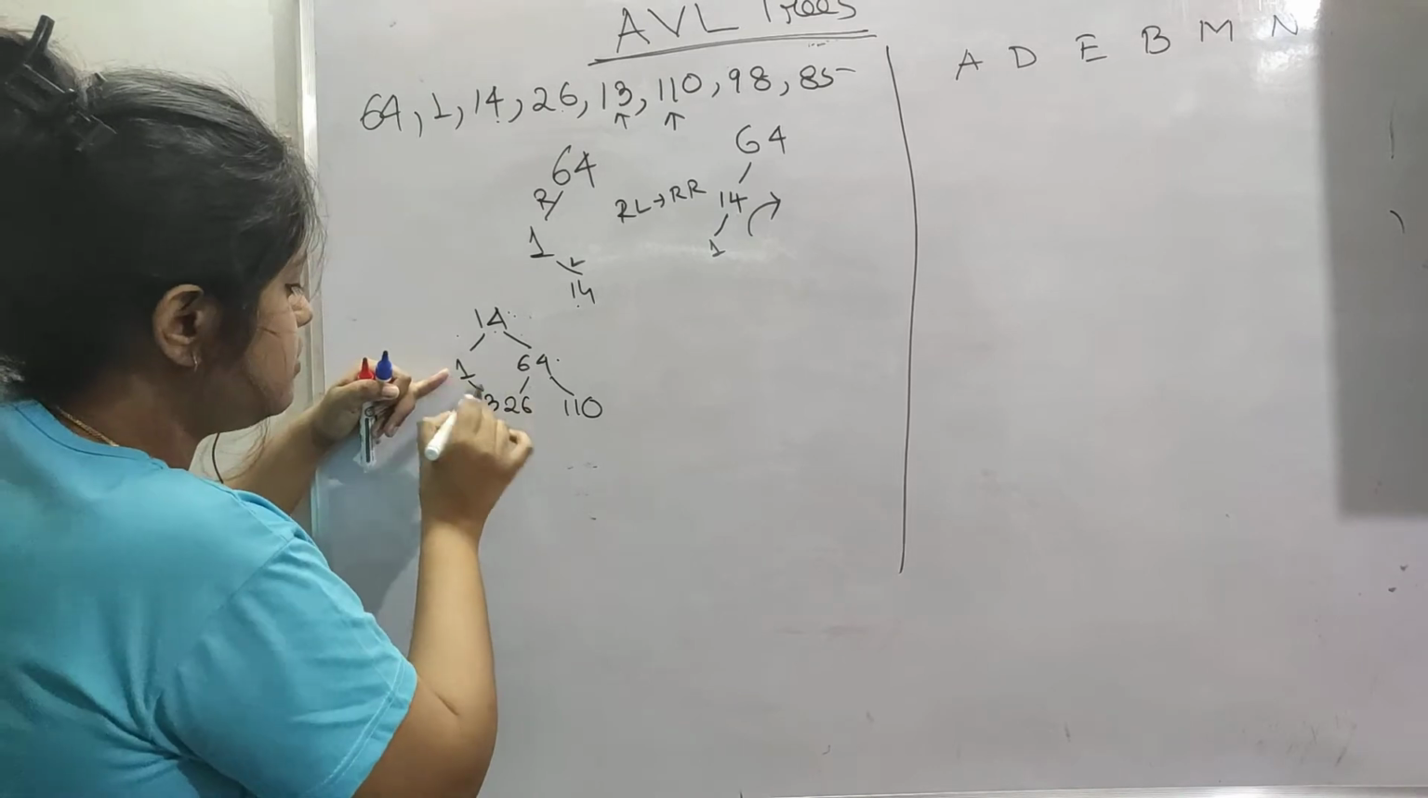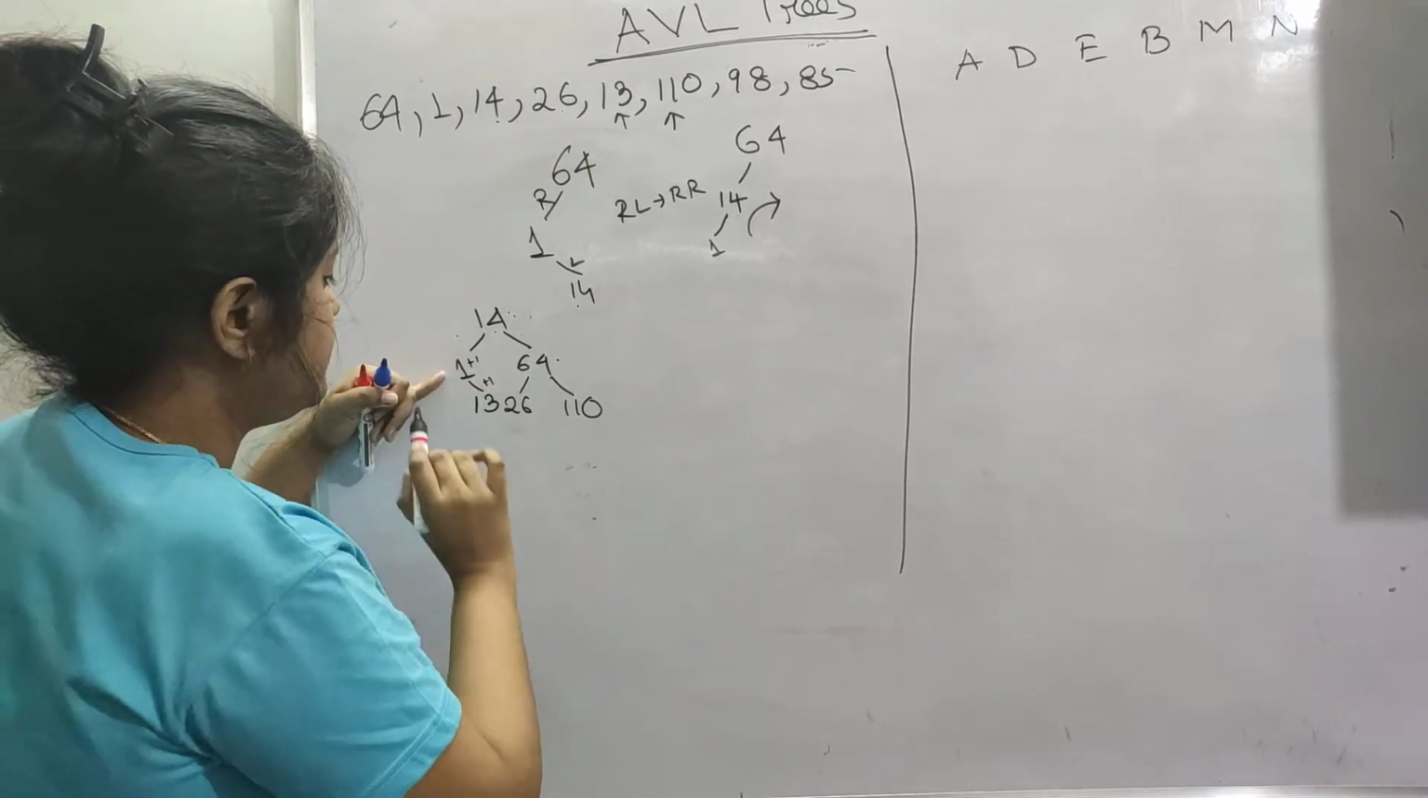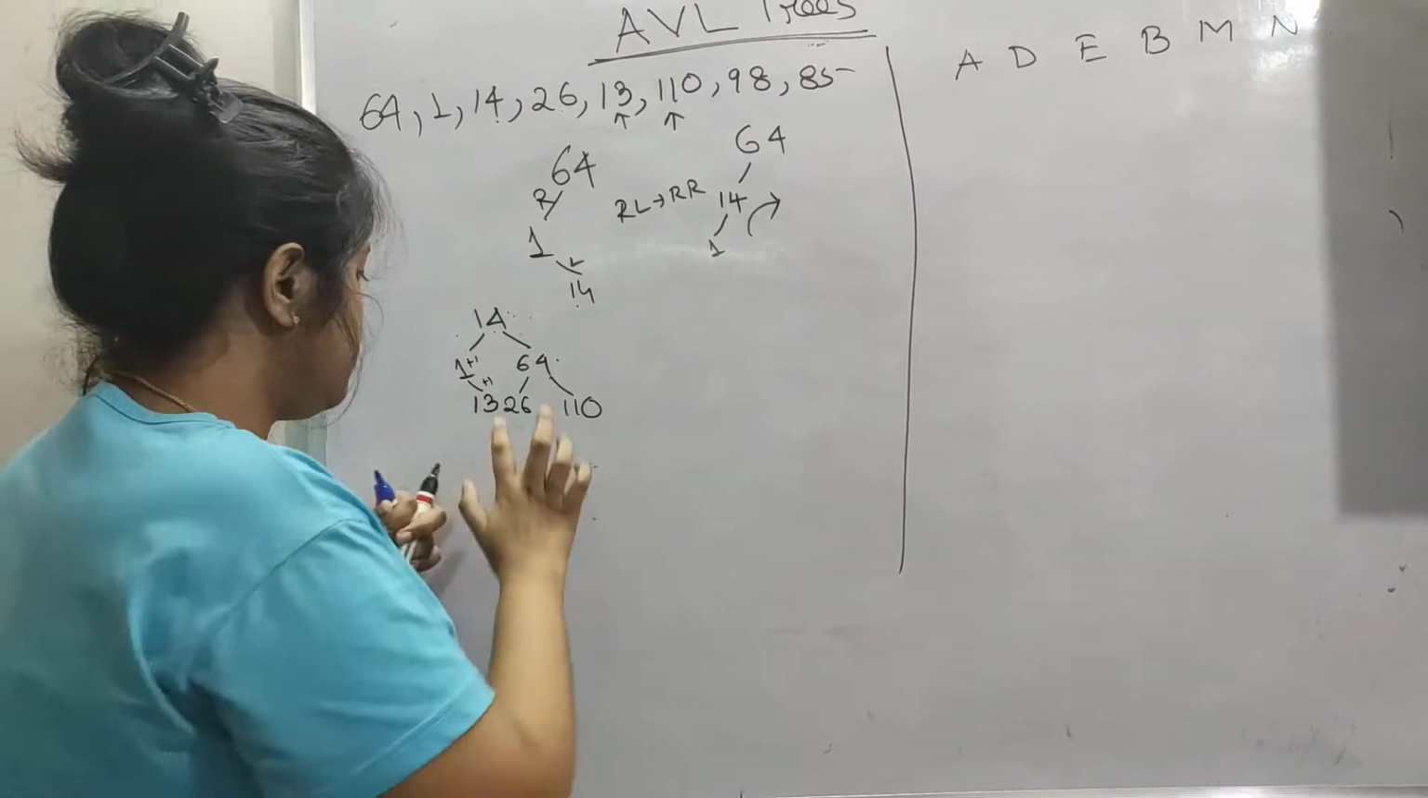And now for 1, just minus, plus 1 here and nothing. So plus 1 is our value at 1. So it is also accepted.